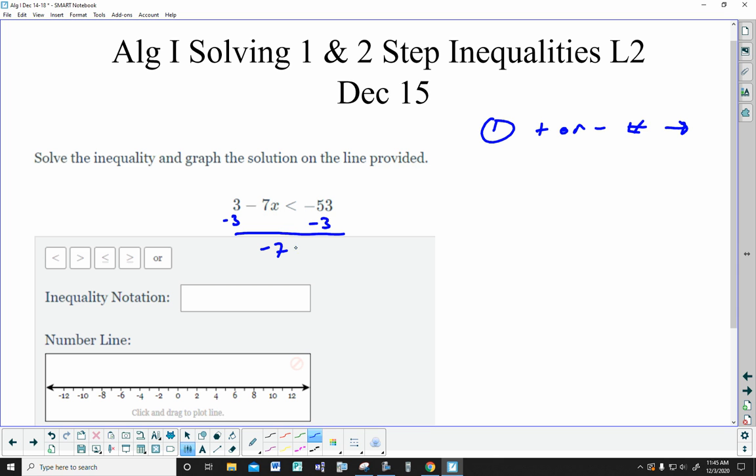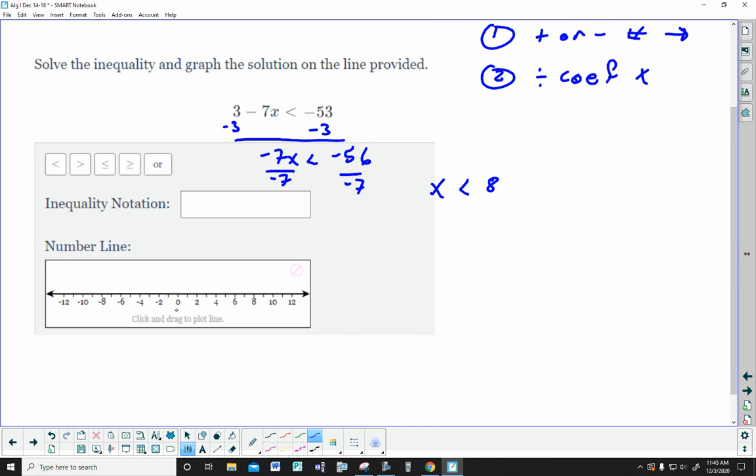And you get negative 7x is less than negative 56. The second step is still going to be divide the coefficient on the x on both sides. So I'm going to divide by negative 7. And right now you have x is less than 8. Now what I want to show you is, and you'll do the same thing, click and drag on here. Okay, so there's 8. Right now what we're saying, it's an open circle shaded left.